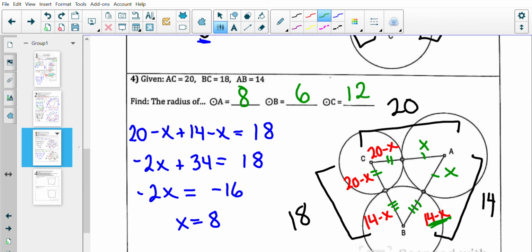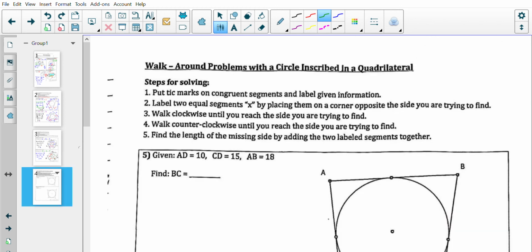All right, let's turn the page and do our last different type of problem, different type of walk around. So this one's going to be a little bit different. Okay, so we're going to put our tick marks and label the congruent segments. We're going to go through and label all our given information and put an X on a specific any corner we want.